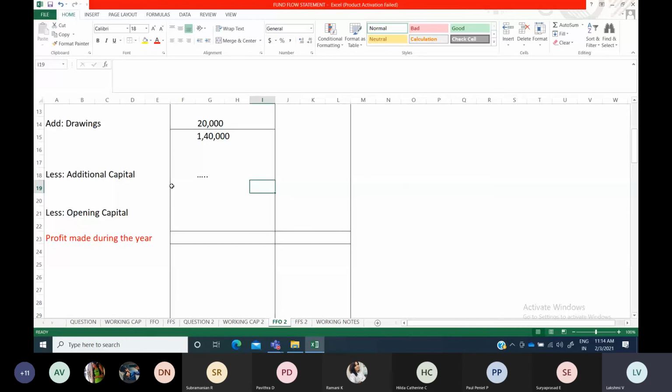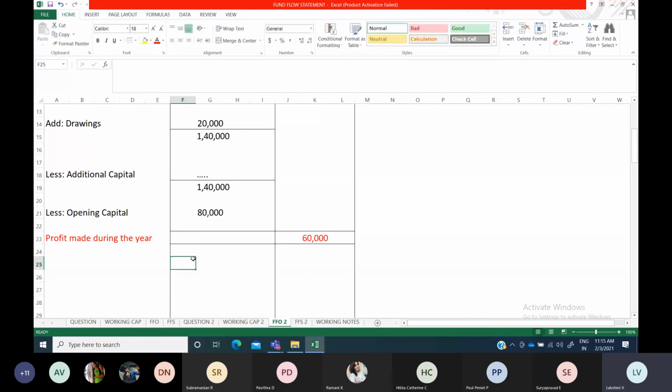Now opening capital will be there by default in all questions. What is the opening capital amount? The previous year's amount is the opening capital, 80,000, so this amount can be taken. Now you have to subtract: from 1,40,000 less, that is, subtract 80,000, and find out. You can enter it in the final column. So I'm getting 60,000. This is the amount we are getting for the profit.